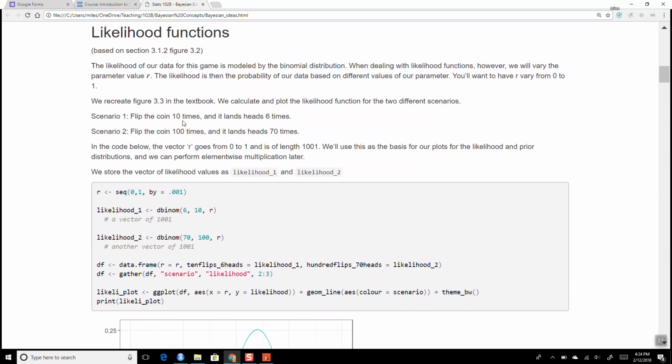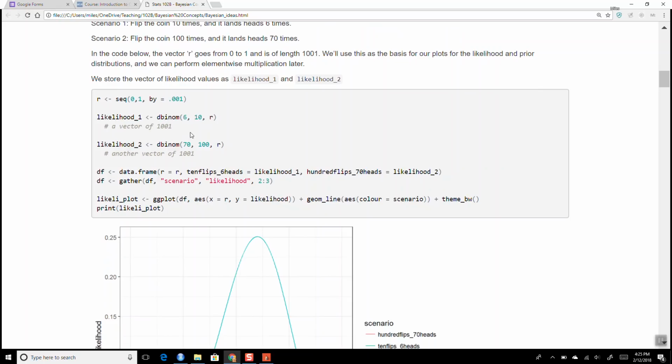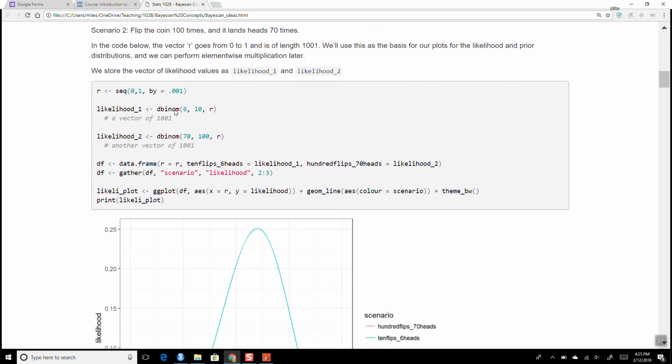And so to do this, I'm just going to start by creating a vector R that starts at 0 and ends at 1, because this covers the entire span of all the possibilities of my coin parameter R, right? Because you're not going to have a coin that lands heads more than 100% of the time or less than 0% of the time. So we just go from 0 to 1, and I'm going to make a vector of basically 1,000 values, 1,001 values.